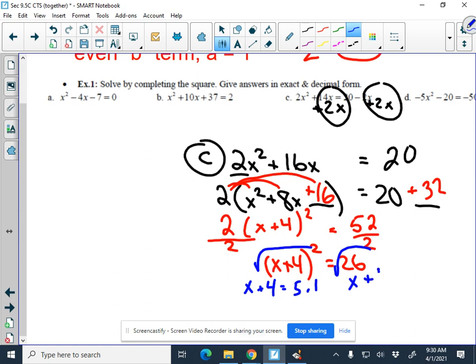And x plus 4 equals plus or minus 5.1. Now we will subtract 4. 5.1 minus 4 is 1.1. Negative 5.1 minus 4 is negative what? Careful. 9.1. Okay.